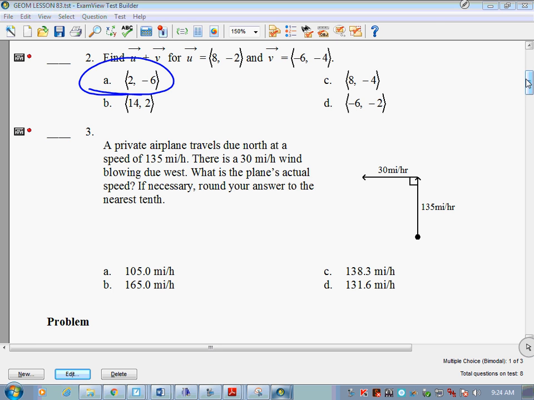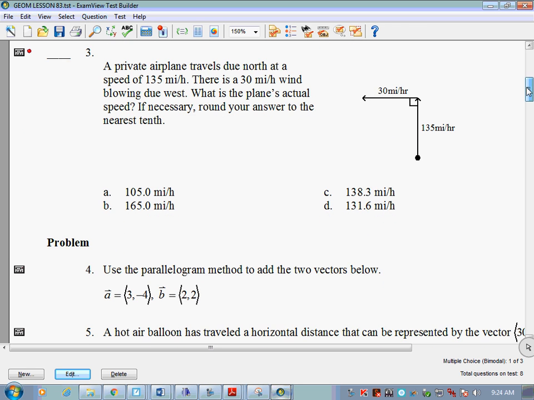Okay, now we can apply vectors to real world problems. Okay, a private airplane travels due north at a speed of 135 miles per hour. There is a 30-mile-an-hour wind blowing due west. What is the plane's actual speed? If necessary, round your answer to the nearest tenth. What's nice about this is that the resultant vector is this guy right here.